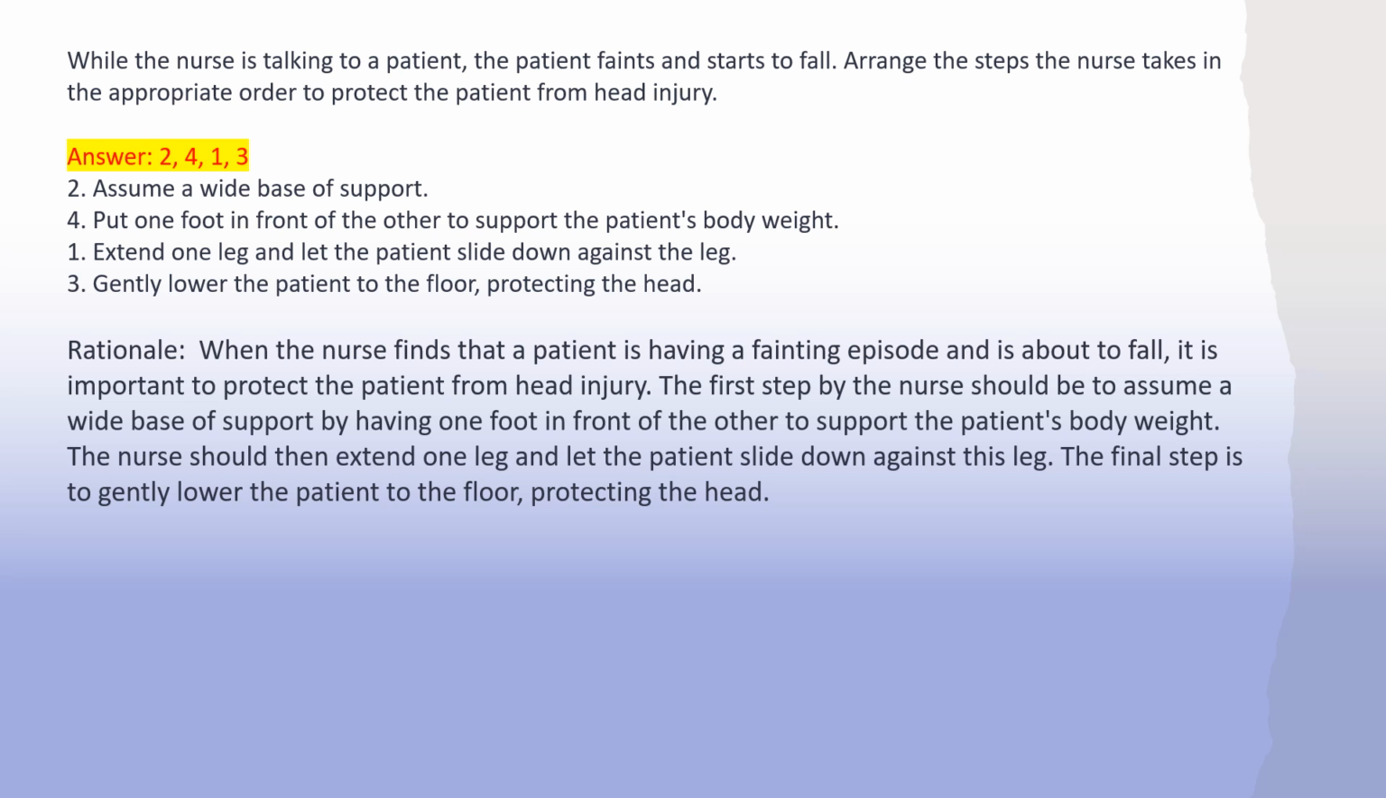Rationale. When the nurse finds that a patient is having a fainting episode and is about to fall, it is important to protect the patient from head injury. The first step by the nurse should be to assume a wide base of support by having one foot in front of the other to support the patient's body weight. The nurse should then extend one leg and let the patient slide down against this leg. The final step is to gently lower the patient to the floor, protecting the head.